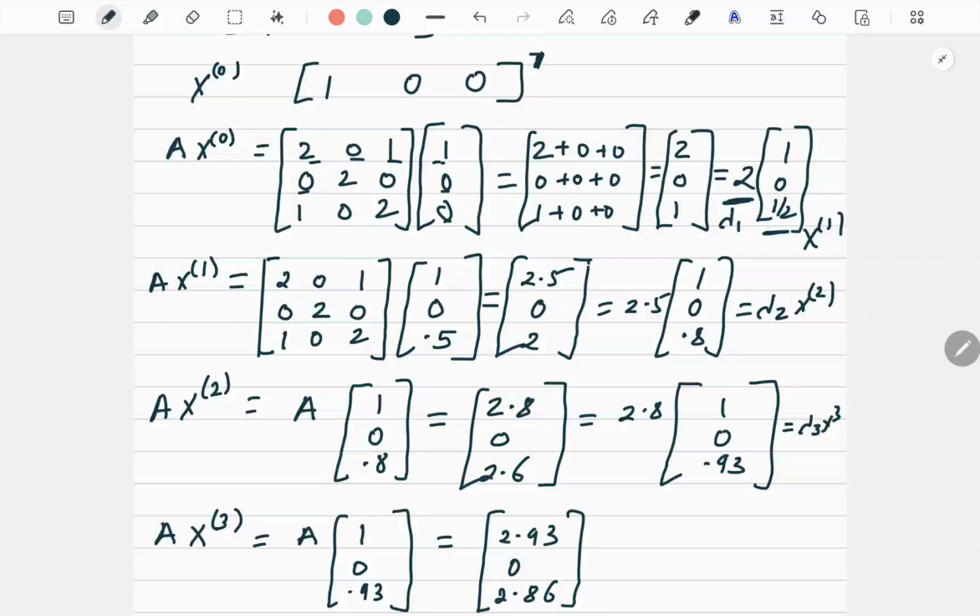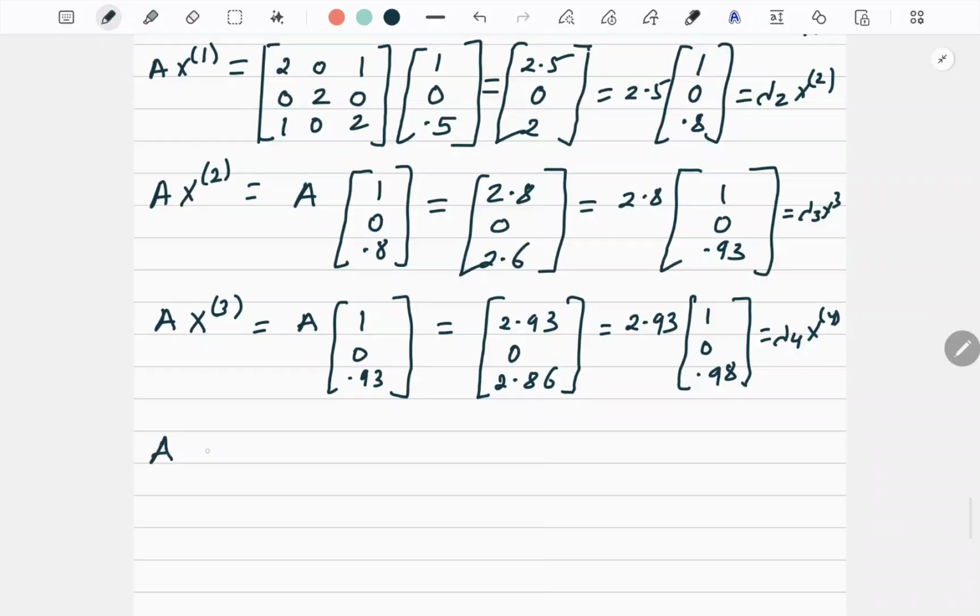Which is the largest? 2.93. Take it out. So here 1, 0 and 2.86 upon 2.93. Right? So it will become 1, 0, 0.98. So this is my lambda 4 and x4.